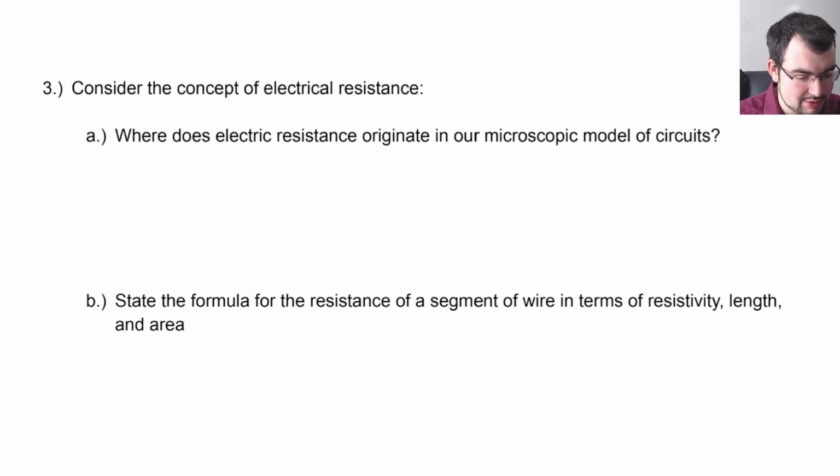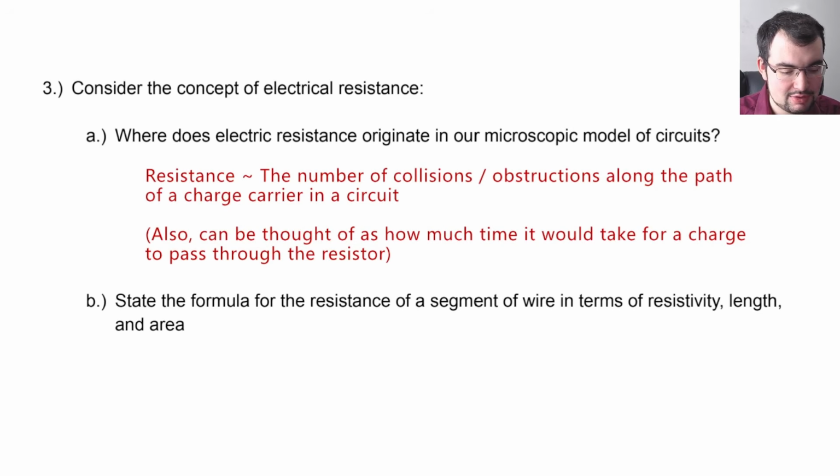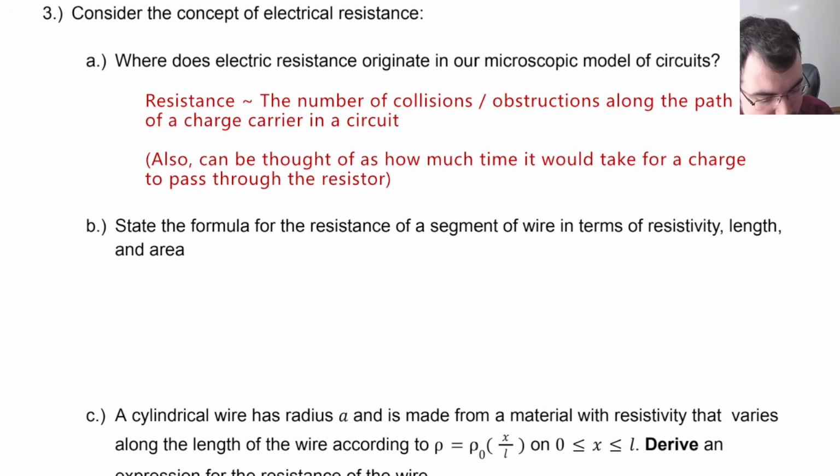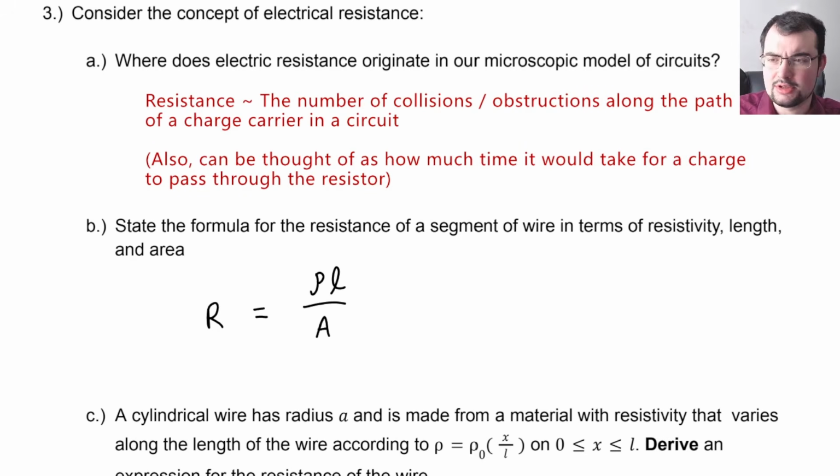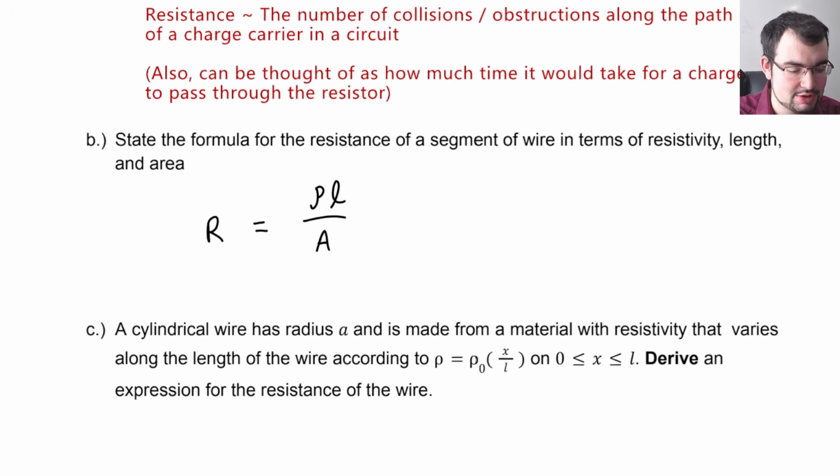So let's talk about electric resistance. Where does electric resistance originate in our circuit model? Well, we said electric resistance is about the number of collisions or obstructions along your path. You can also think of it as how long it takes to reach the other end. So our formula says resistance is equal to resistivity times length divided by area, which should make sense because the resistivity is a material property that's essentially the number of obstructions.